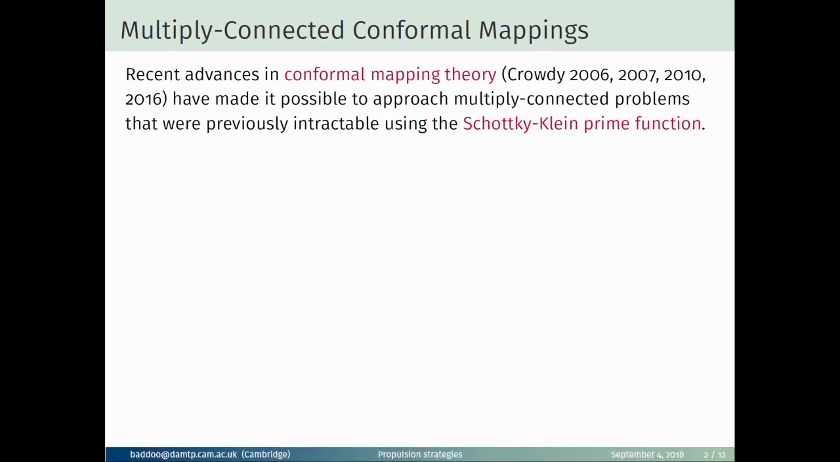There's been quite a lot of work done in the last 15 years or so on multiply connected conformal mappings, and this has predominantly been undertaken by Darren Crowdy at Imperial. Just a few publications here. I could have put 15 to 20 more on there. And he's really discovered a lot of properties of this transcendental special function known as the Schottky-Klein prime function. And it turns out that this function is, in fact, a fundamental object in complex variable theory and can be used to study many multiply connected problems.